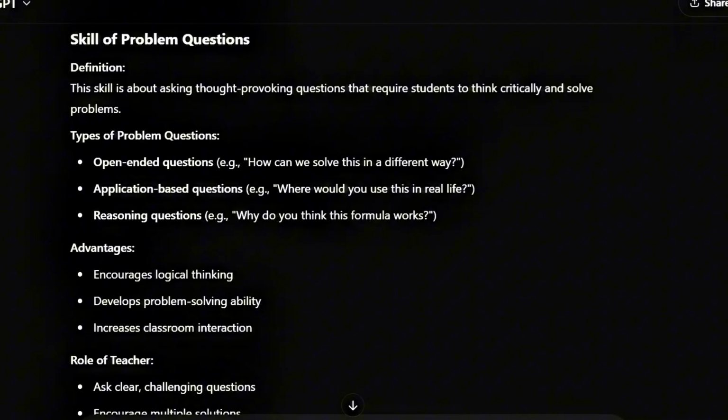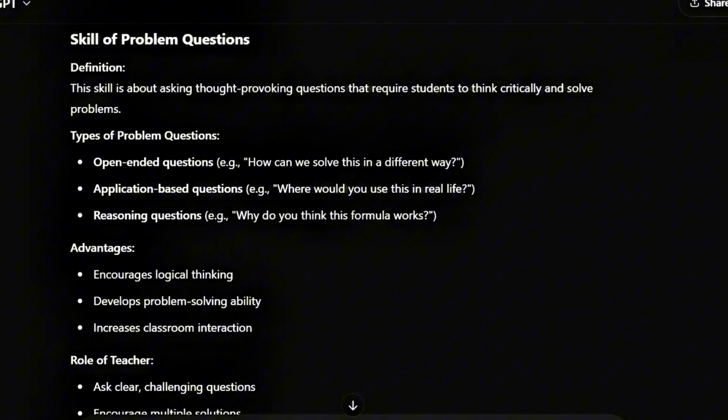4.4 Skill of problem questions. Definition: this skill is about asking thought-provoking questions that require students to think critically and solve problems. Types of problem questions: open-ended questions, e.g., how can we solve this in a different way? Application-based questions, e.g., where would you use this in real life? Reasoning questions, e.g., why do you think this formula works?